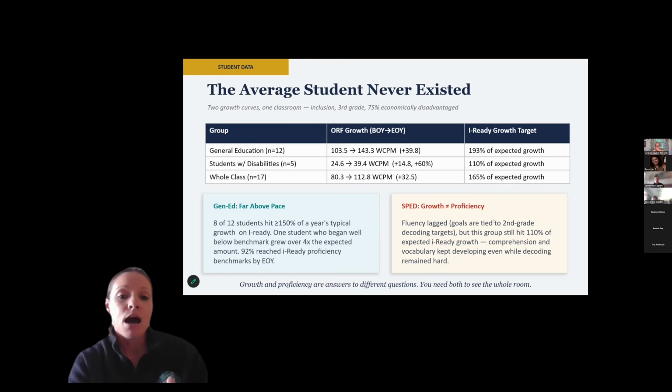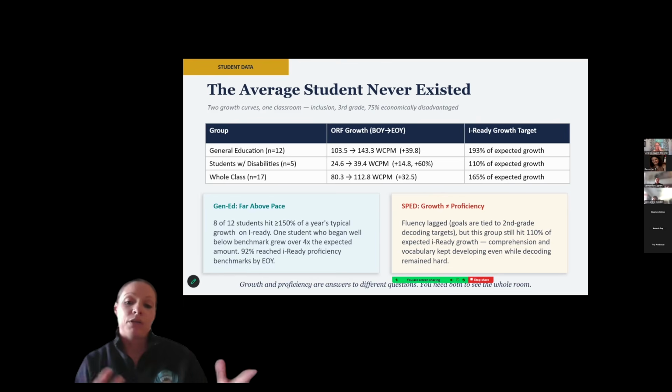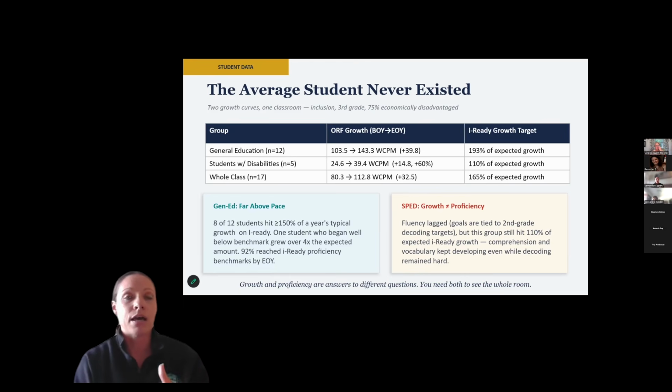So you can see that they both made significant gains when you look at them in this context. And if you put those two groups together for my whole class, the numbers come down to a place where it's much closer to your average typical classroom. So as a whole class, it was about 32 words per minute that they grew, and their iReady was 165%. The reason I'm giving you these two different metrics is because there's often an idea that growth and proficiency are equivalent things, and they really aren't, especially when you're thinking of groups like the Gen Ed kids versus the special ed kids.